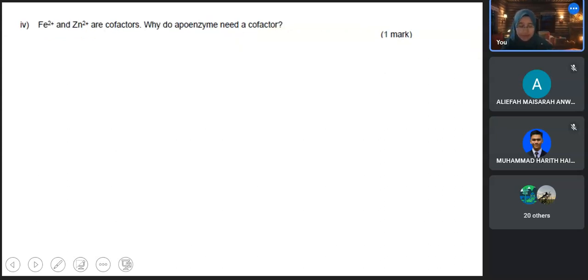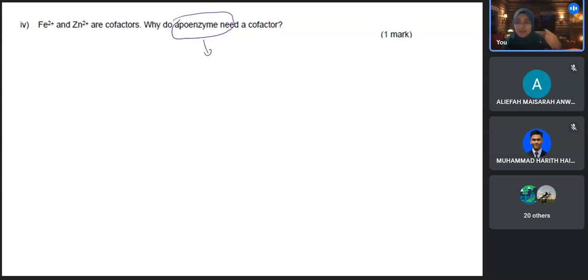And then next question, ferrum and zinc ion are cofactors. So why does apoenzyme need a cofactor? Basically you have to know the definition of apoenzyme. Apoenzyme is inactive enzyme without cofactor binding to the enzyme. That is apoenzyme. Kalau ada cofactor, then we call it as holoenzyme.